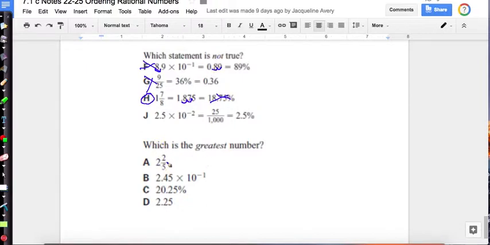Now, which is the greatest? We can change all these to numbers by multiplying the top and bottom by 2. So it's 2 and 4 tenths, which is 2.4. This one, move it 1 to the left, is 0.245. This one, 2 to the left, 1, 2, is 0.2025. And then we have 2.25. Okay, so it's between 2.25 and 2 and 4 tenths. So if I drop a 0 here, which is larger, 2 and 25 hundredths or 2 and 40 hundredths? Good, the correct answer is A.